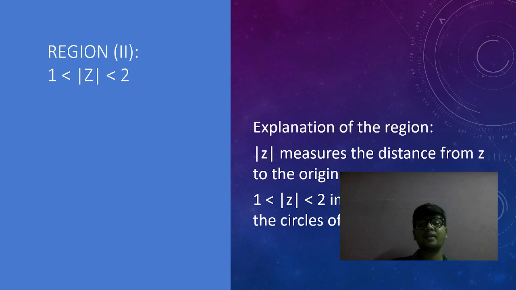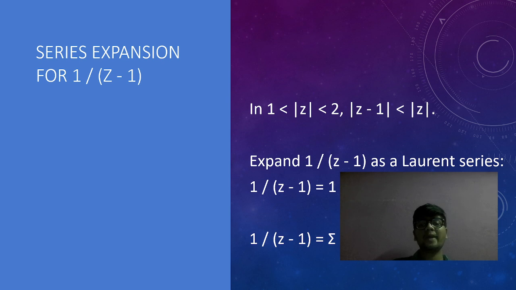Region 2: 1 < |z| < 2. Explanation of the region: |z| measures the distance from z to the origin. 1 < |z| < 2 implies z is between the circles of radius 1 and 2. Series expansion for 1/(z-1): in 1 < |z| < 2, 1/|z| < 1.